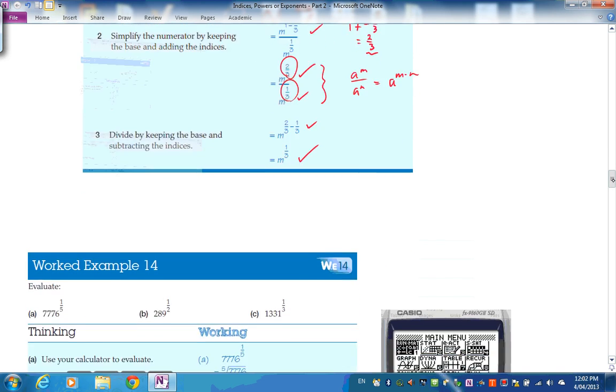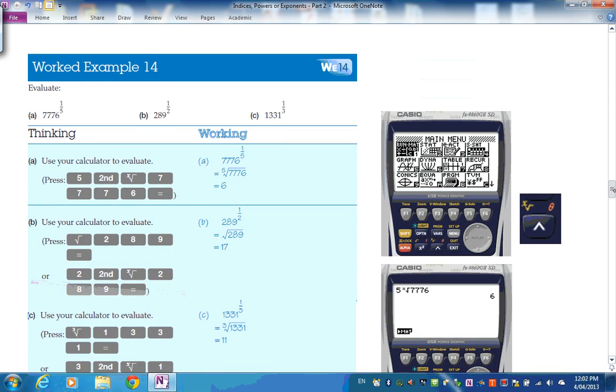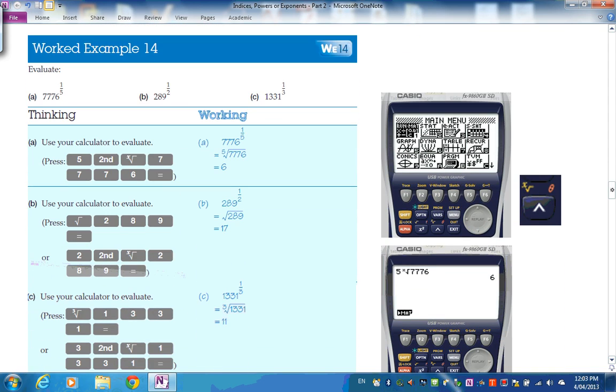Okay, let's go on. Another one, and let's look now, this time, at using the calculator. So evaluate, just getting up the top here: find the value of 7,776 to the 1/5. The 1/5 power means the 5th root. So Pearson's over here suggests what you need to do is put in 5 and then go second function and pick out the root, and then put in the number you want the 5th root of.